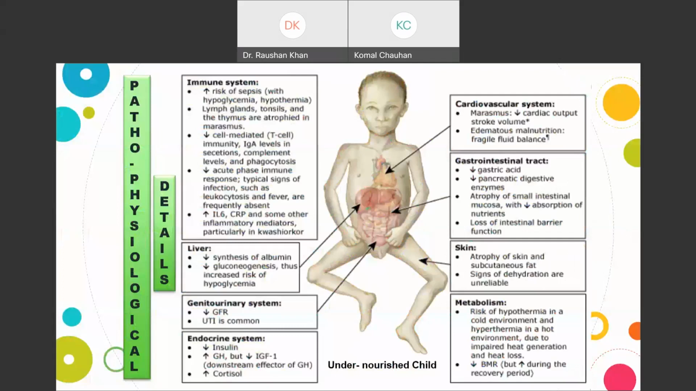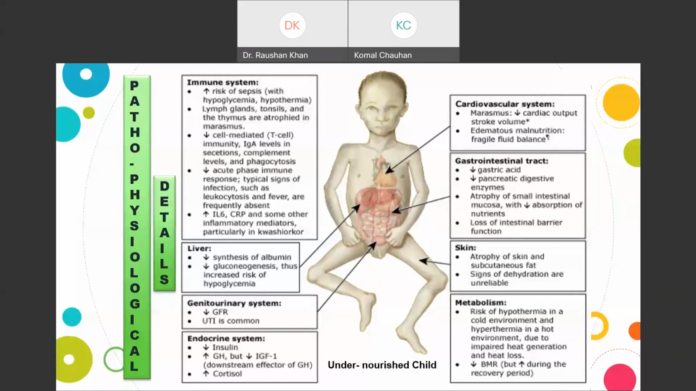Now moving towards the pathophysiological details. In this, we will learn which system of the body is compromised in which manner. Firstly, talking about the immune system, increased risk of sepsis will be there. Sepsis is like an infection, and the body is not able to respond properly to any sort of bacterial or viral infection, and this condition increases when the malnourished child is accompanied by a problem like hypoglycemia or hypothermia.